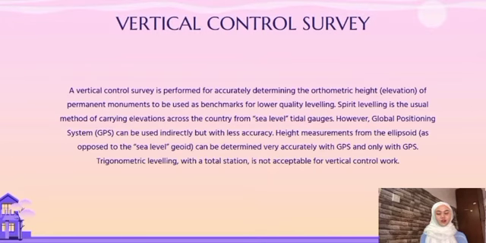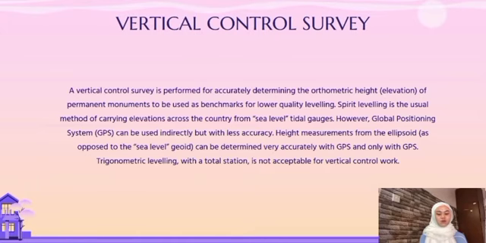So, the vertical control survey. A vertical control survey is performed for accurately determining the orthometric height, which is elevations of permanent monuments to be used as benchmarks for lower quality leveling. Spirit leveling is the usual method of carrying elevations across the country from sea level, tidal gauge.